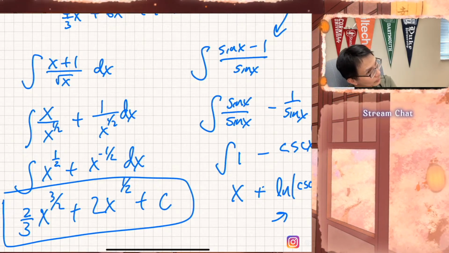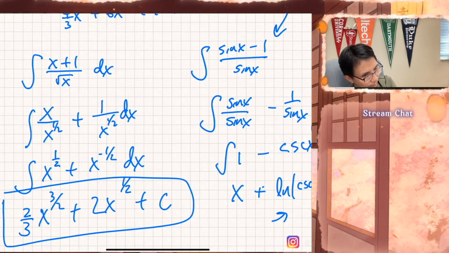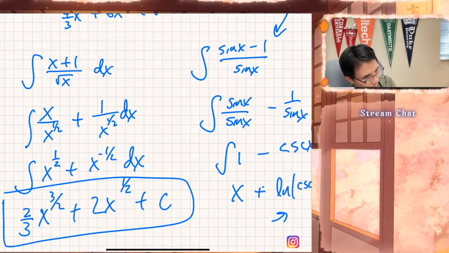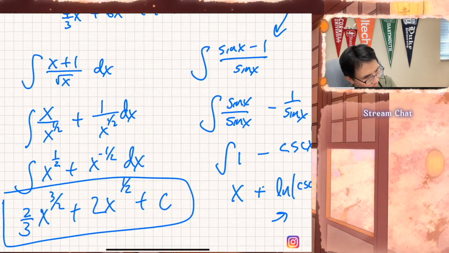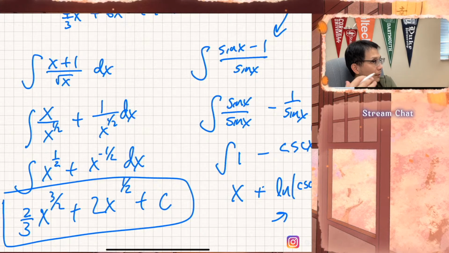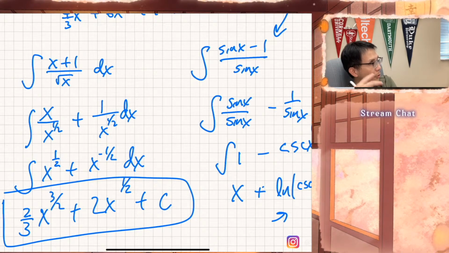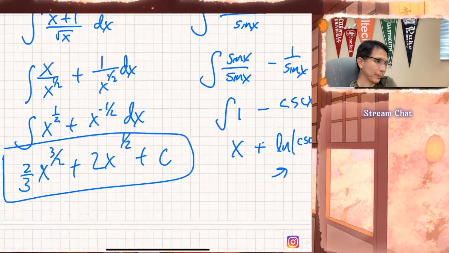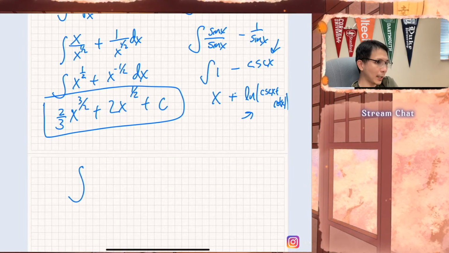For the answer that you got, 2/3 x to the power of 3 over 2, why don't you have 3 over 2 in front of x? Because it's divided by 3 over 2. So divided by 3 over 2 should be a 2 over 3. Keep, change, flip. You flip it, yeah.